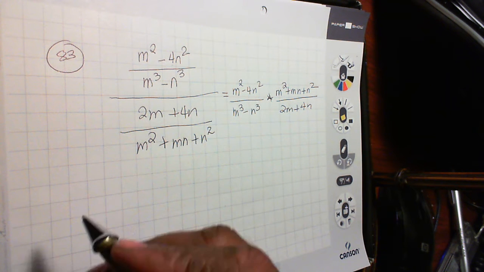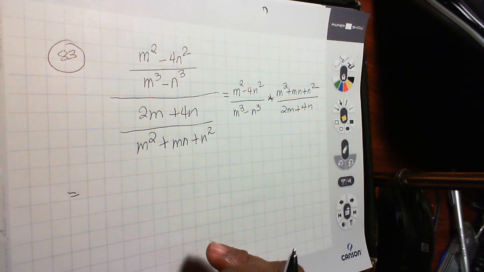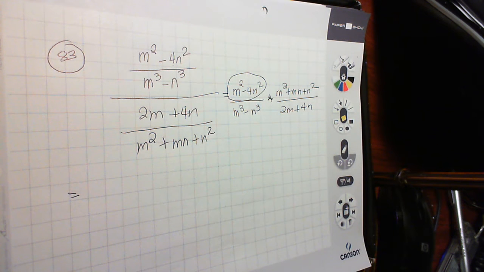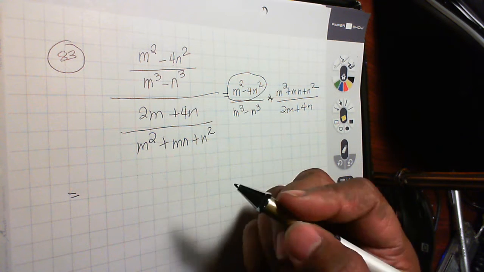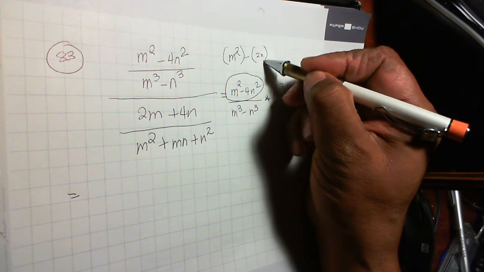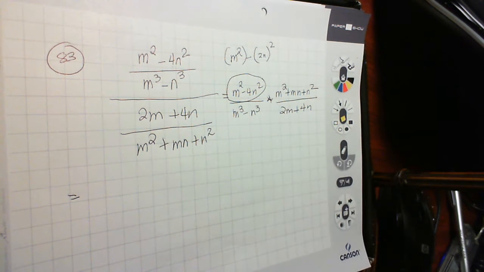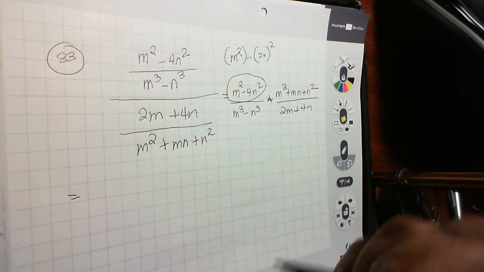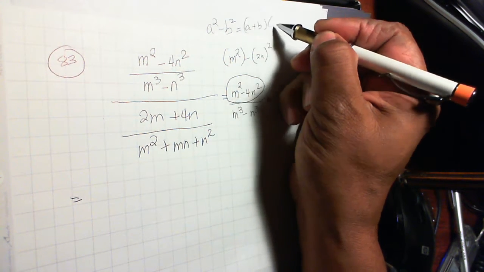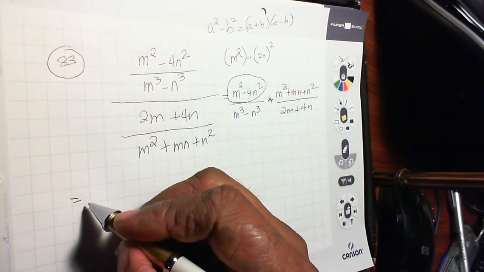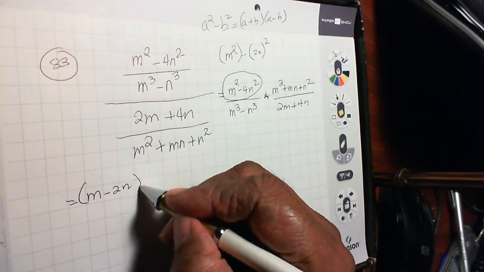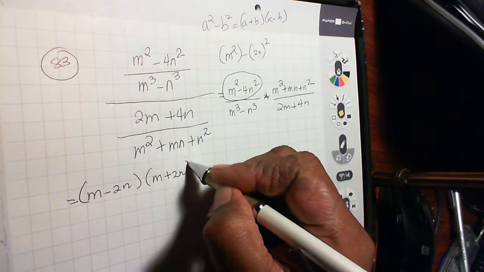Now the next step, we're going to simplify. So how do I simplify? I'm going to factor first. Let me focus on this term right here. That's the difference of two squares. So I can rewrite it as m squared minus 2n squared. Remember, 2n squared is 4n squared. The difference of two squares, a squared minus b squared, is a plus b times a minus b. So we can write m minus 2n times m plus 2n.